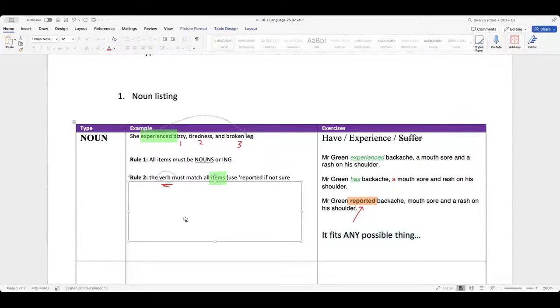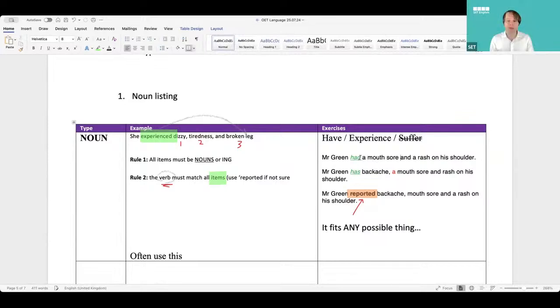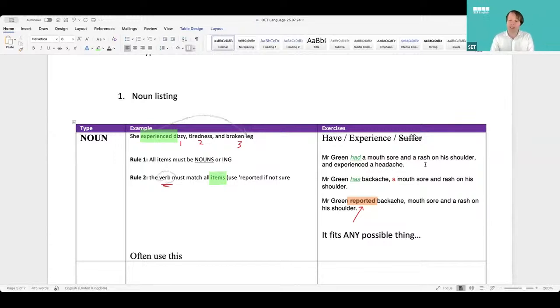Alain, yes. I have a question about yesterday's Oxford comma. What if I change my sentence like this? Mr. Green had a mouth sore and a rash on his shoulder, comma, and experienced backache. Yeah, so this is what I was saying yesterday. No, you need to delete that. Okay?